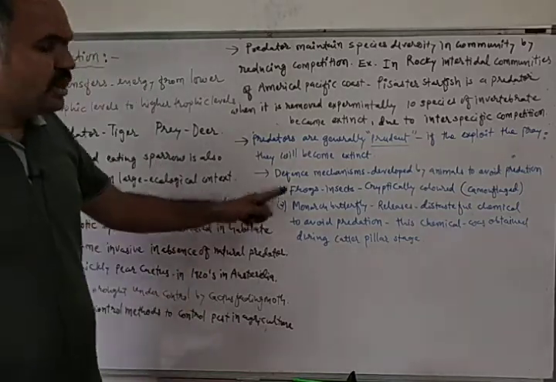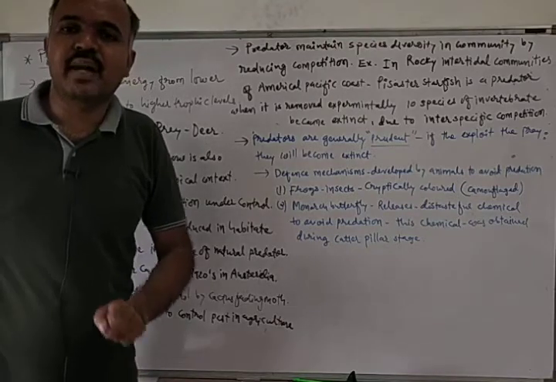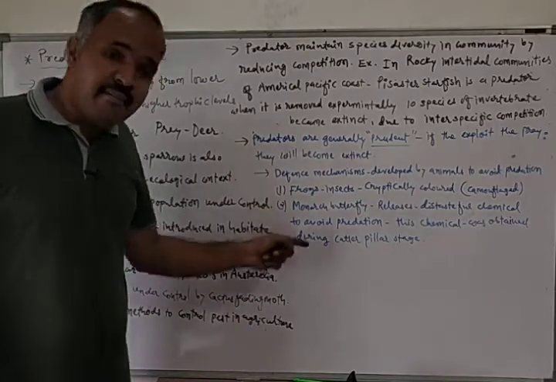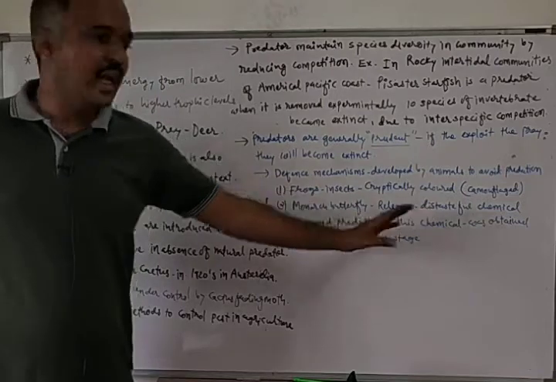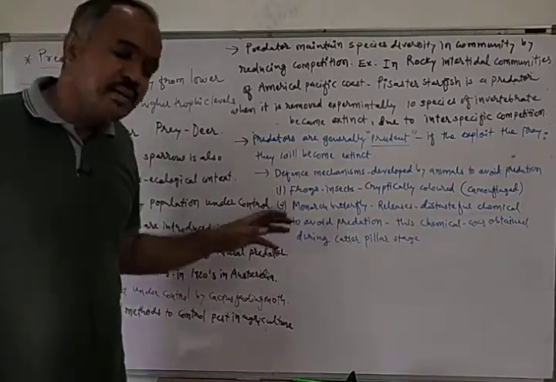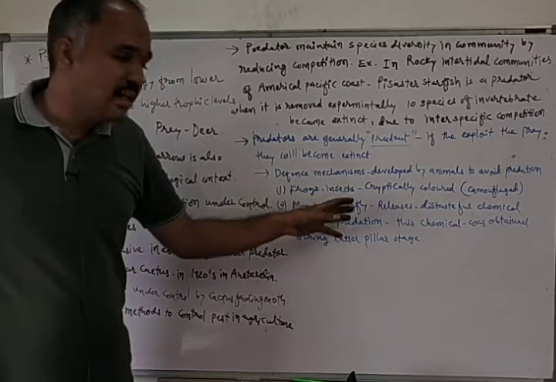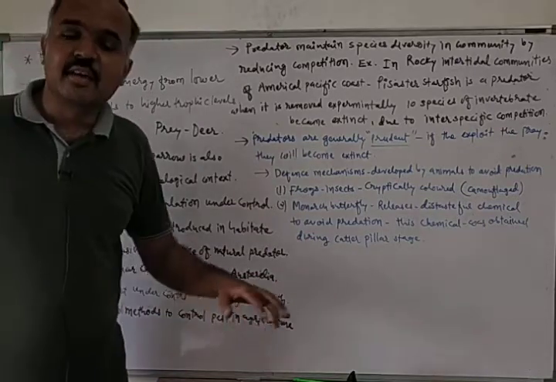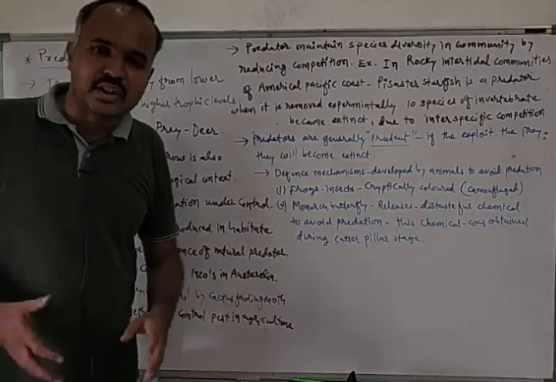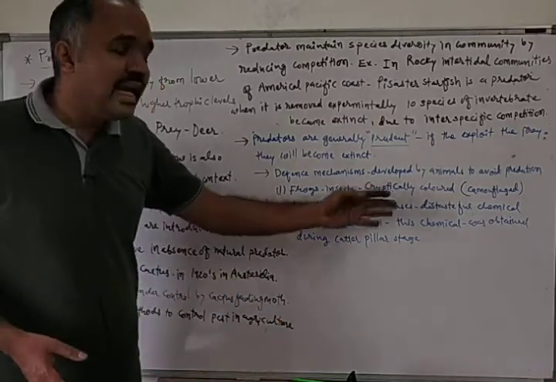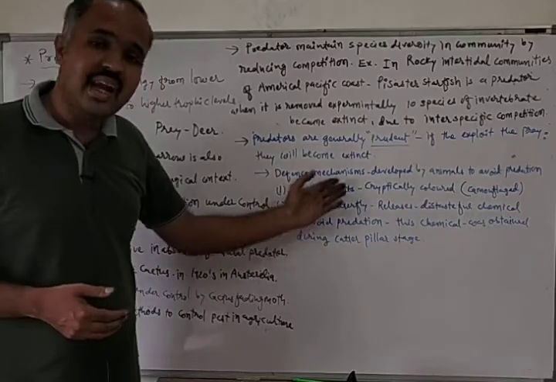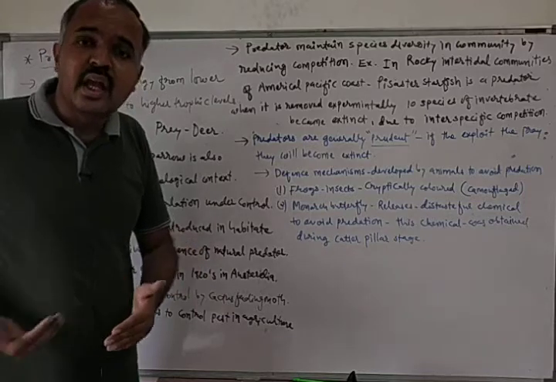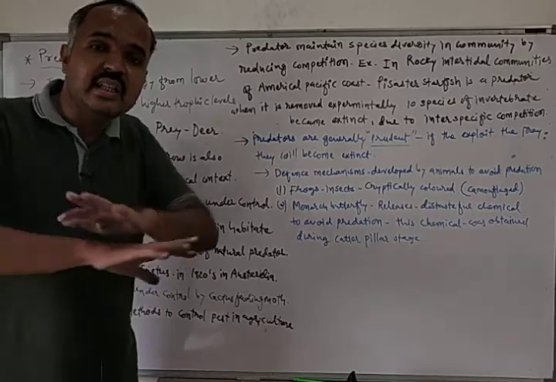Now let's talk about the defense mechanisms developed by different animals to avoid predation. In that we will give two examples. One example is of frogs and insects, and another example is of the monarch butterfly. We will say that frogs and insects avoid predation by becoming cryptically colored. They camouflage, and thereby they hide in the environment.